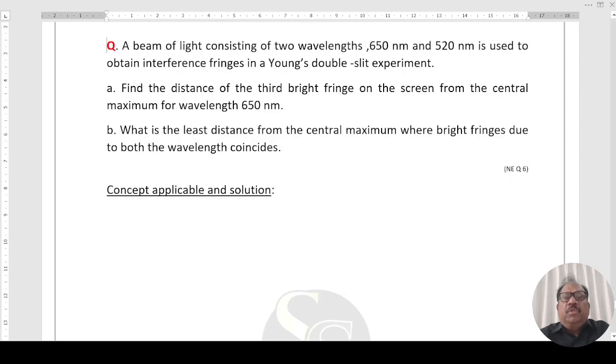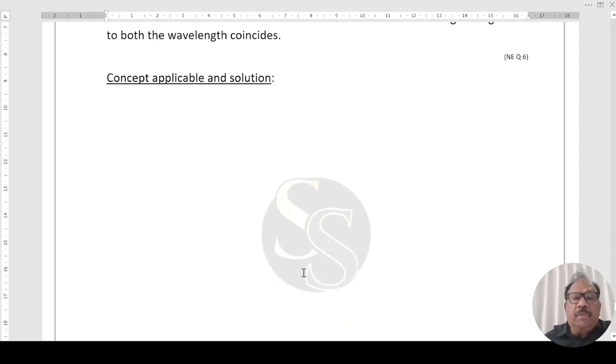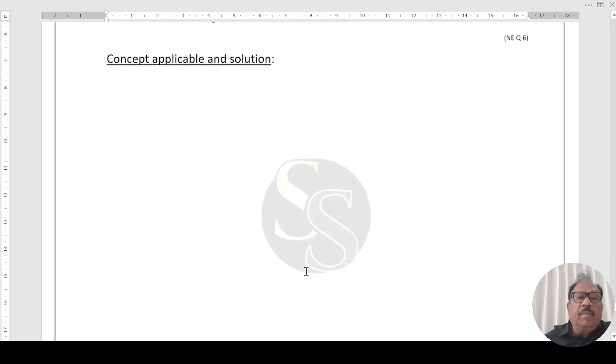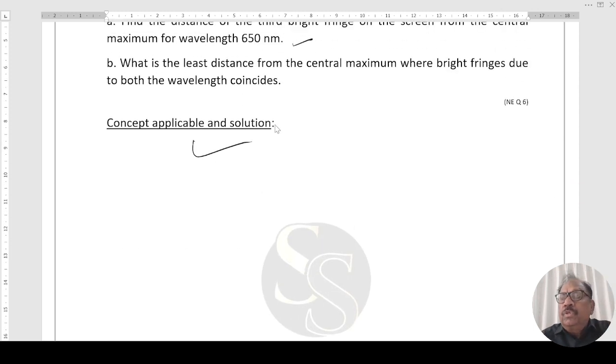A beam of light consisting of two wavelengths, 650 nanometer and 520 nanometer, is used to obtain interference fringes in a Young double-slit experiment. Find the distance of the third bright fringe on the screen from the central maximum for wavelength 650. What is the least distance from the central maximum where bright fringes coincide for both the wavelengths? This question is taken from the NCERT back exercise.